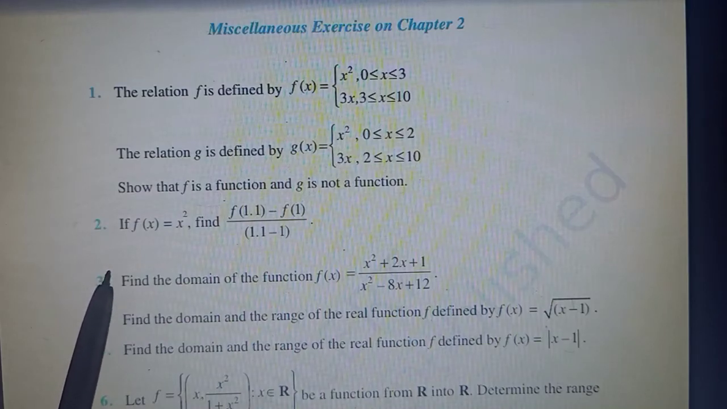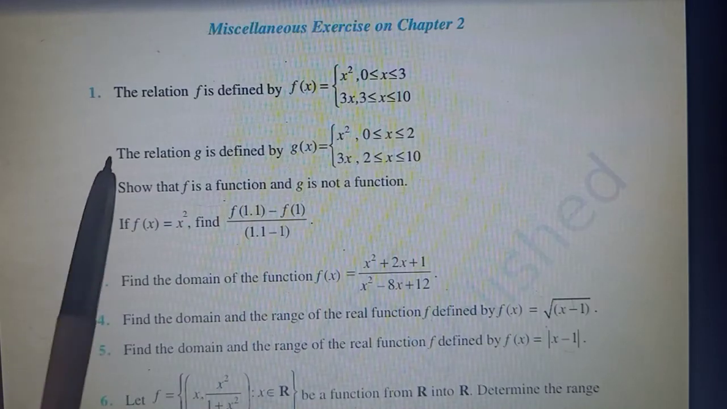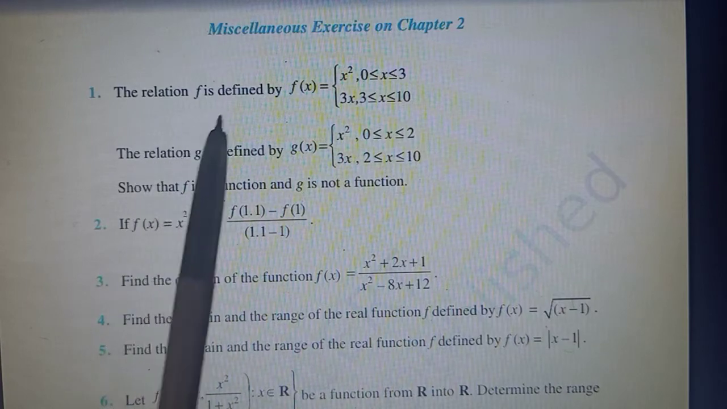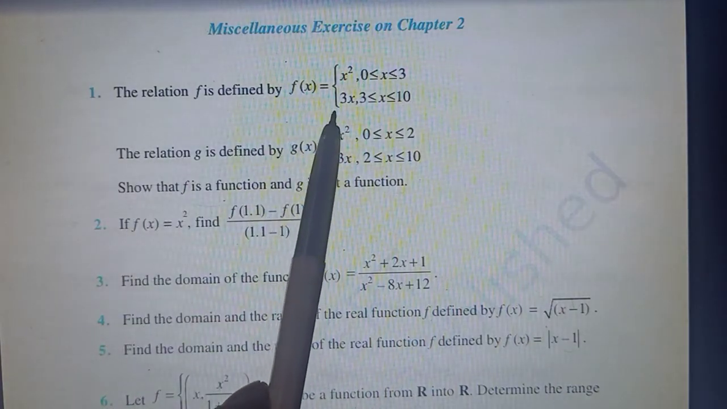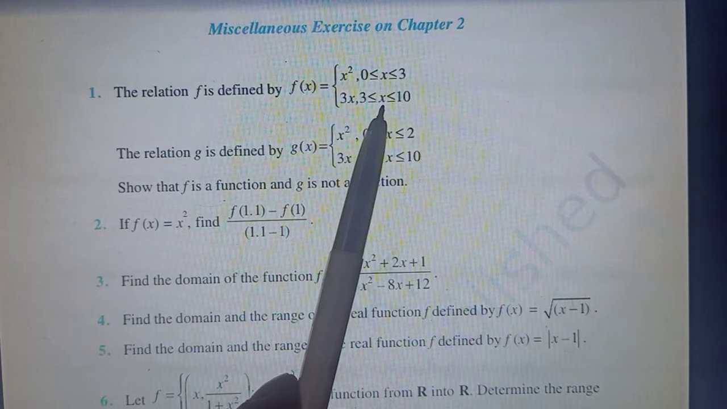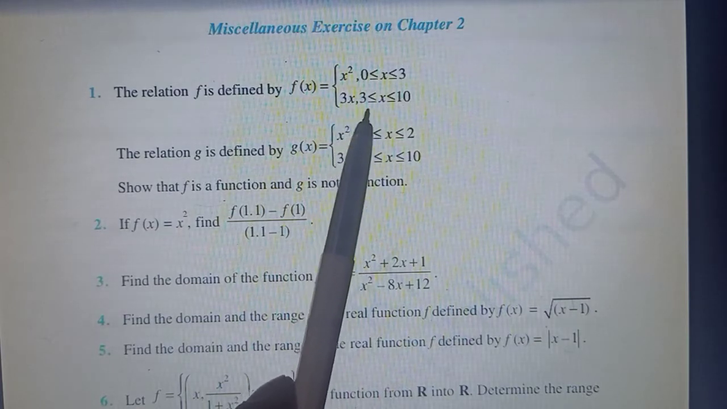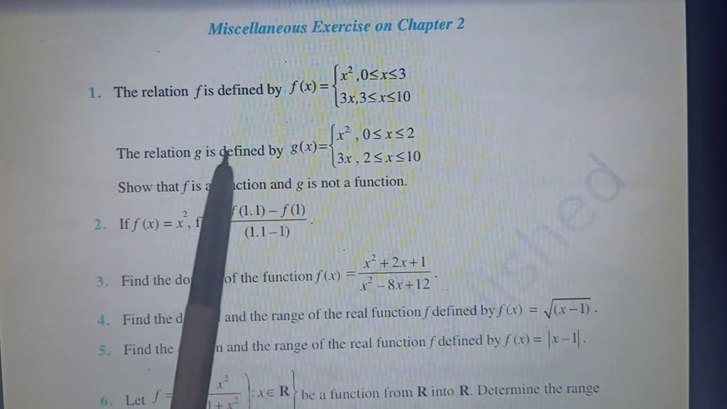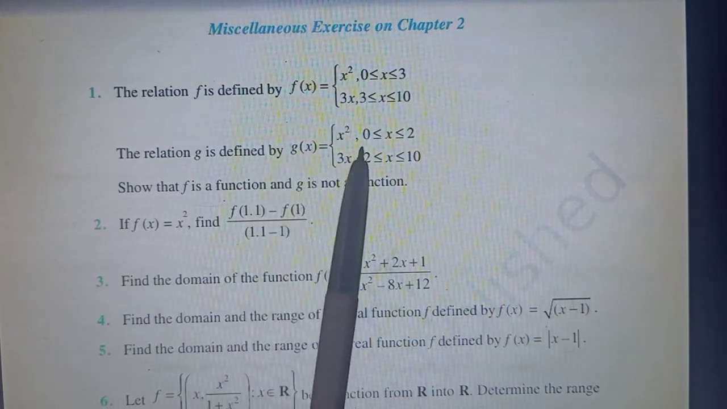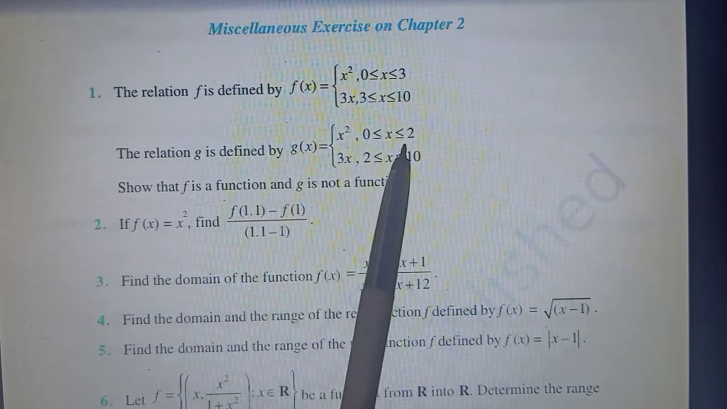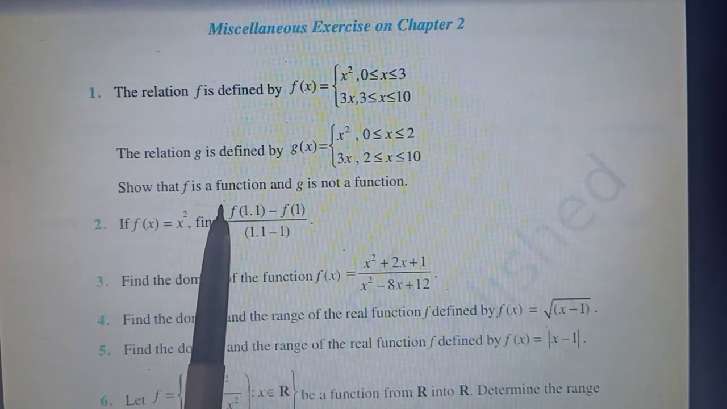Miscellaneous exercise in chapter 2. First question, if you see children, there are two relations. Relation f is defined as f(x) equal to x square for the range 0 to 3, and 3x for 3 to 10. And another, g, the definition is the same but the range is different, from 0 to 2 and from 2 to 10. So they're asking you which of these is a function.